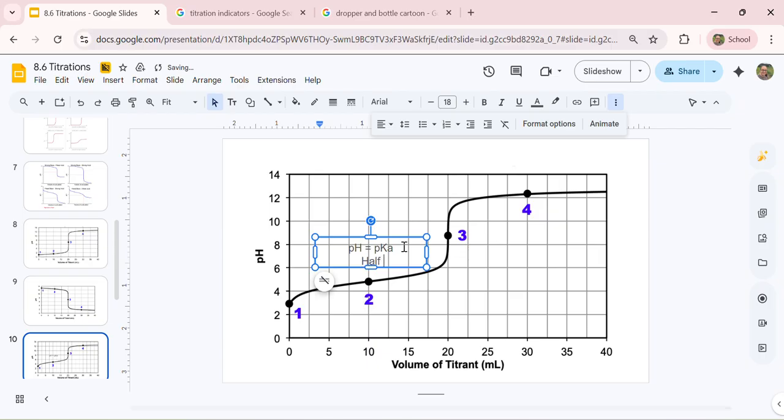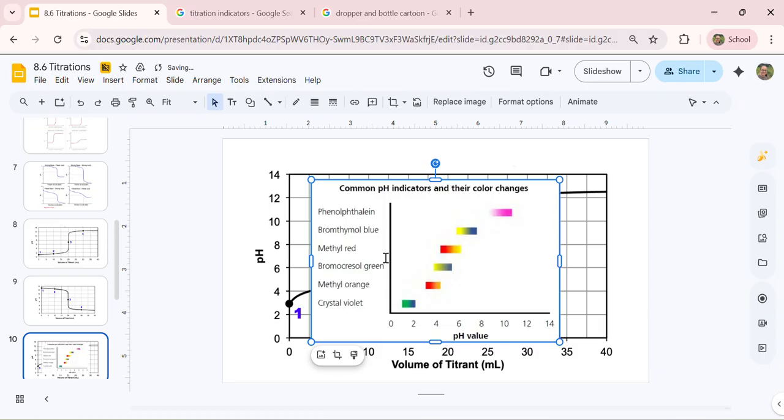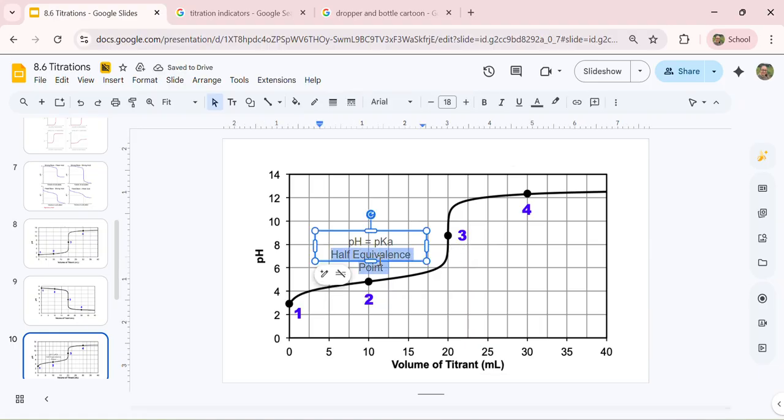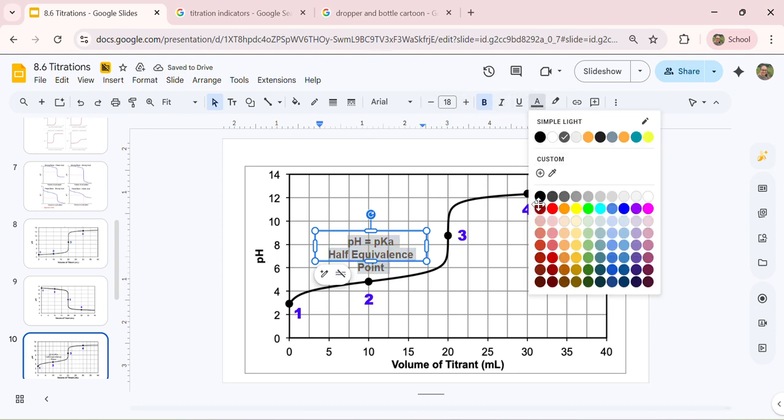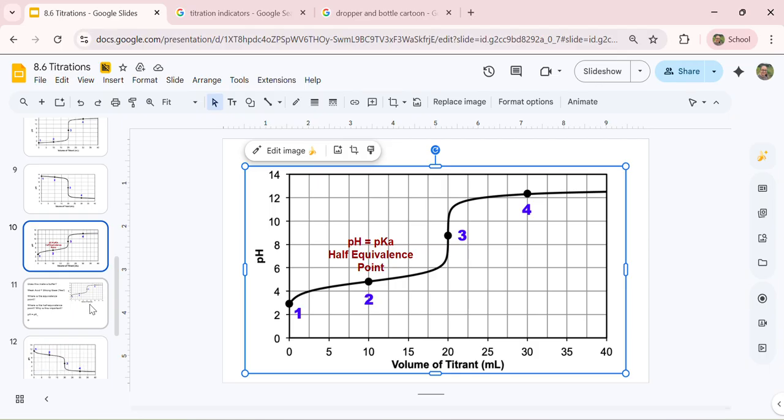And we call this the half equivalence point. It's a very important value when we're talking about titrations, and it's going to be such a massive shortcut. Massive shortcut. What is happening here? I was trying to bold this so that you guys could see it. Bolding it, go over here, give it the color red. We've got pH and pKa as a half equivalence point. That's it. It's good stuff, and that's a really great shortcut.